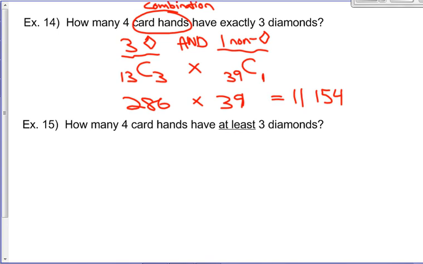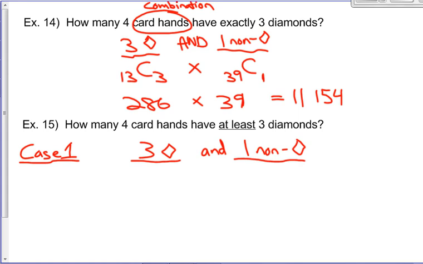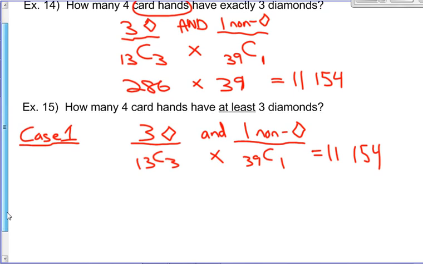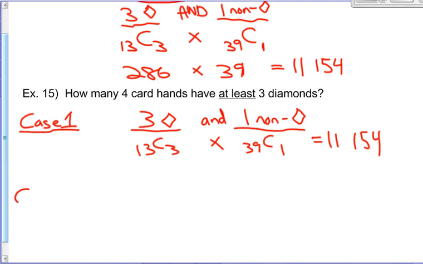Now lastly, let's look at this one, where we have 4 card hands that have at least 3 diamonds. At least means that there might be cases, or there likely are. So case 1, if there are at least 3 diamonds, means that there are 3 diamonds and 1 non-diamond. We just did this. Okay? And we know that that means 13C3 times 39C1. And the result's going to be 11,154. But that's not the only thing that could happen if there are at least 3 diamonds. There could also be case 2, where you just have 4 diamonds.